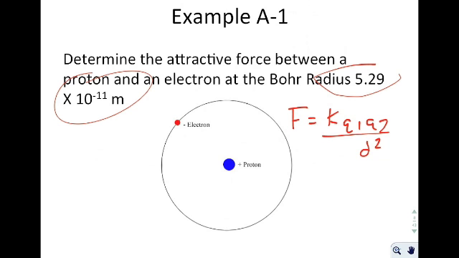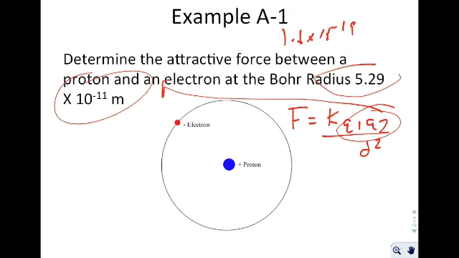Now we've actually talked about this, and you can look it up on a periodic table what the charge of a proton and an electron are. The charge of a proton is 1.6 times 10 to the minus 19th, which makes the charge of an electron 1.6 times 10 to the minus 19th, but negative. So they have the same magnitude, they just have different charges.